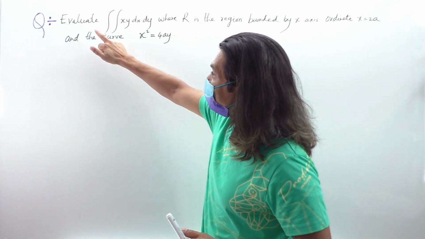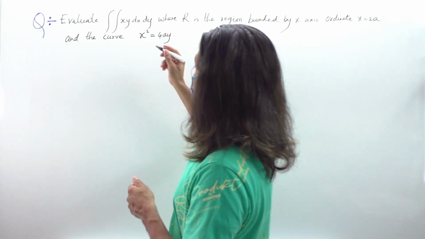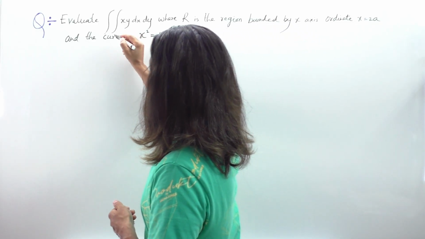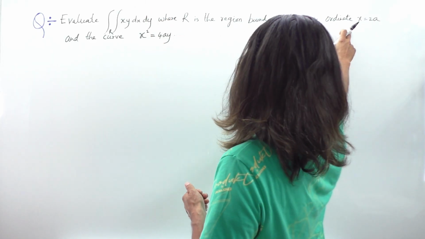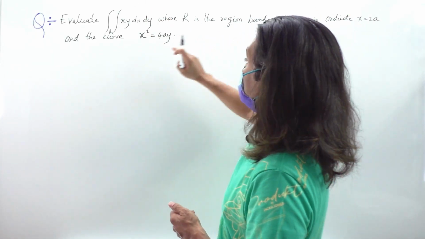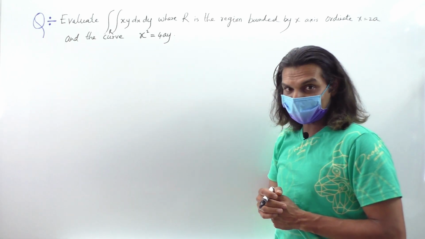So let's start solving problems on double integral over a specified region. The problem is: evaluate the double integration of xy dx dy where R is the region bounded by the x-axis, the ordinate x is equal to 2a, and the curve x square is equal to 4ay.